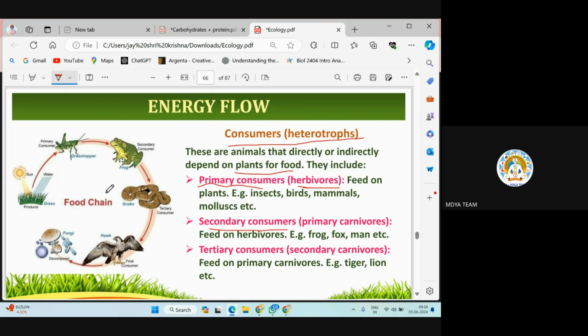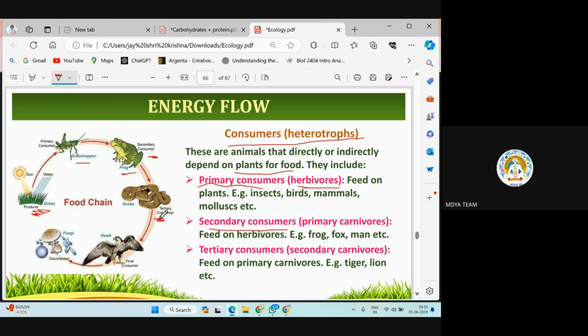For example, this is the producer, grass, that is taking energy directly from sunlight. Now the grasshopper, who is directly taking energy from the producer, will be a primary consumer. Now the frog who is feeding on this grasshopper will be a secondary consumer, and the snake who is feeding on this frog will be a tertiary consumer.